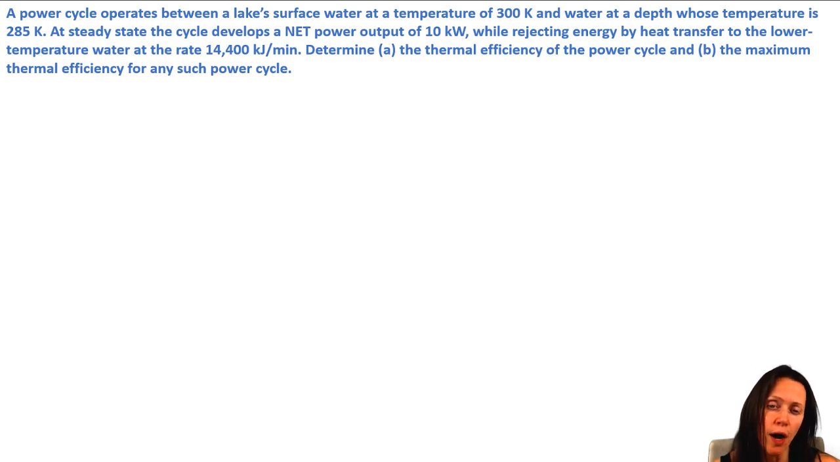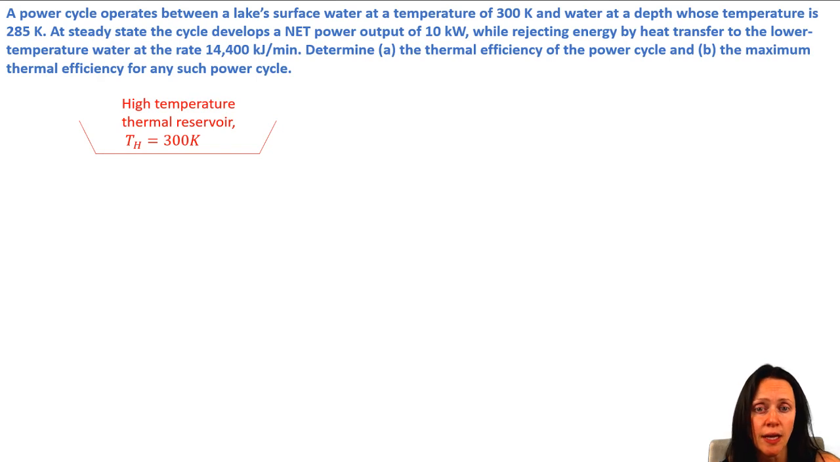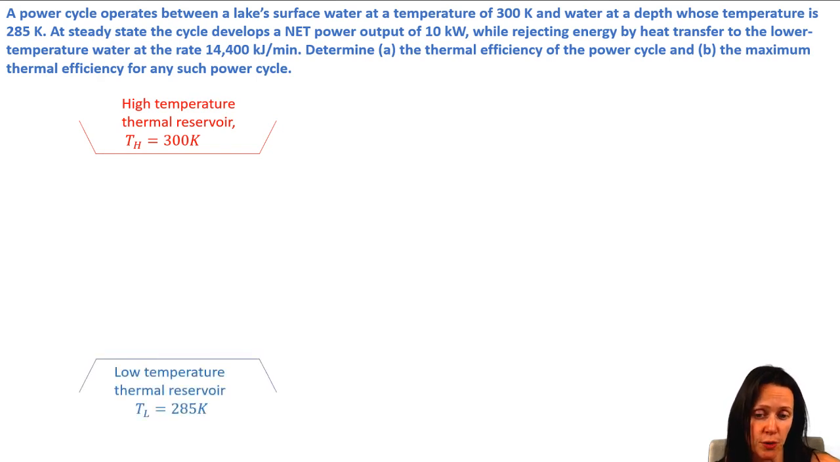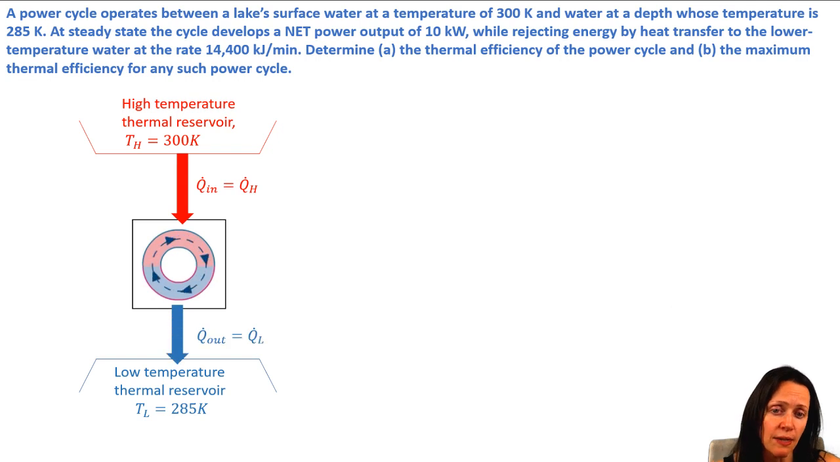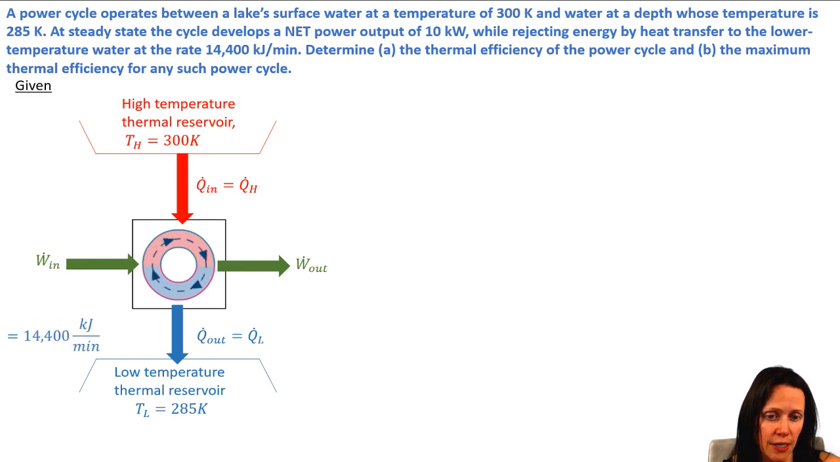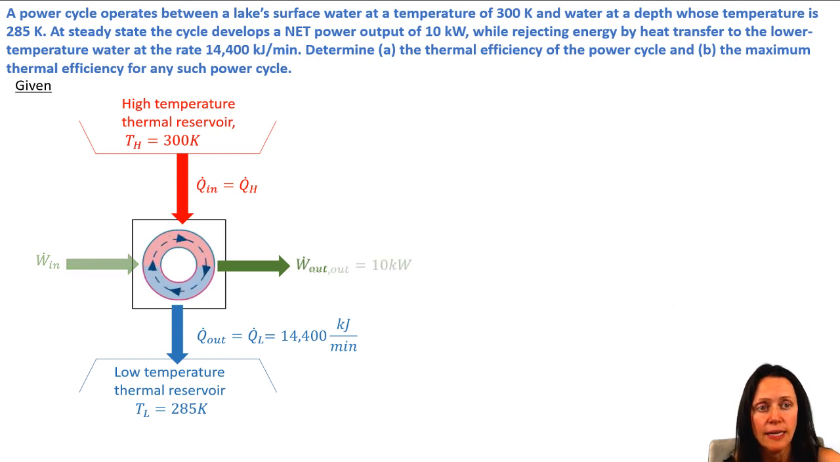So we have a power cycle operating between two thermal reservoirs. One's at 300 Kelvin, that's our high temperature reservoir, and the other thermal reservoir is at 285 Kelvin. There's our power cycle in between. It tells us that it receives heat from the high temperature reservoir and rejects it at a rate of 14,400 kilojoules per minute. It also tells us what the net power output is, and that's 10 kilowatts.